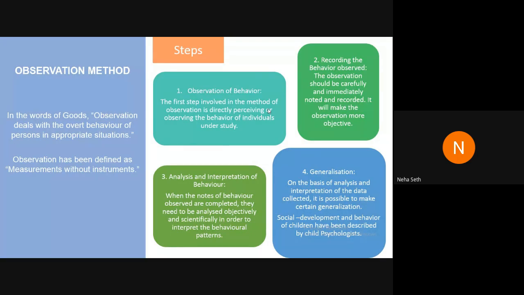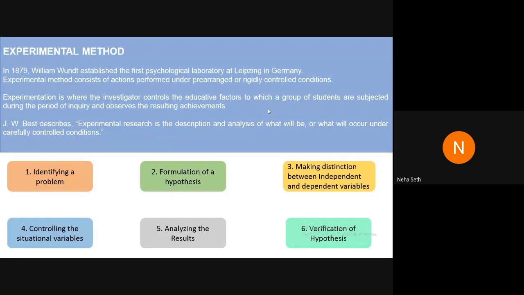The third and last method, please come to the next slide, is the experimental method. This method was given long back in 1879 by William Wundt, who established the first psychological lab at Leipzig in Germany. He was a German psychologist, and he started doing experiments on human behavior, and generalizing the results that he got after the experiments were done.